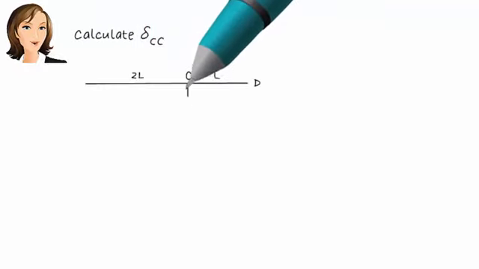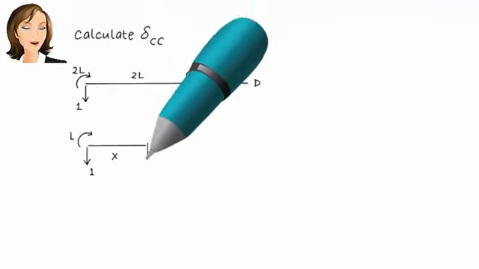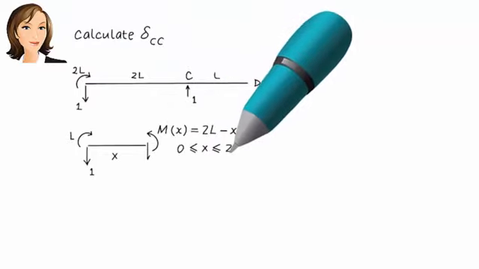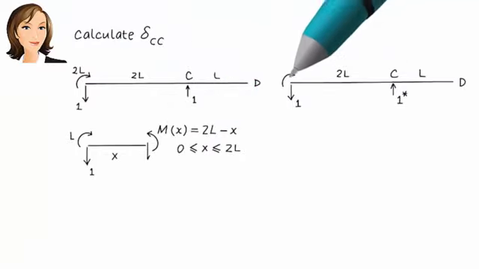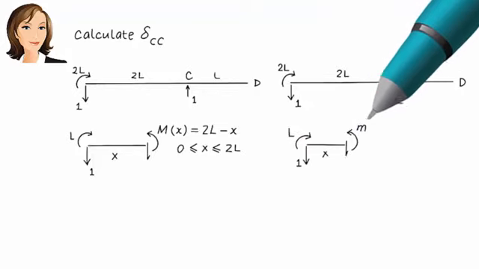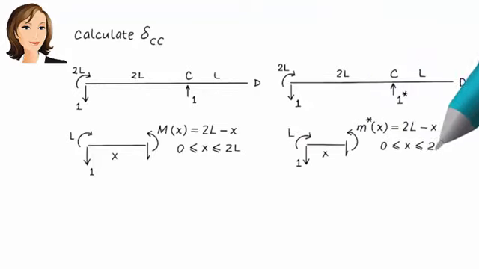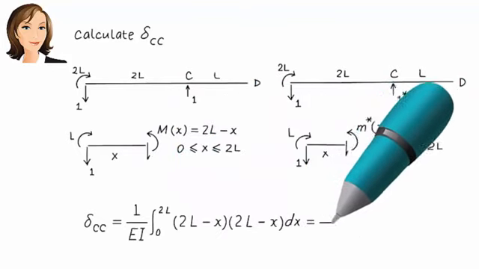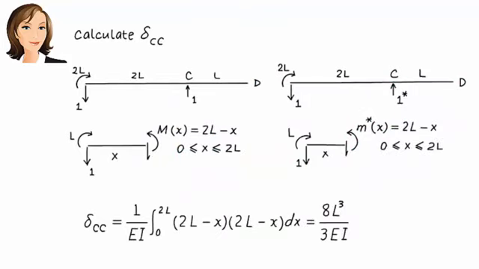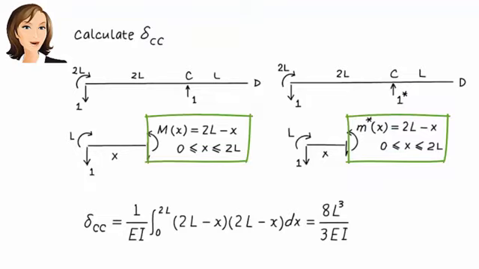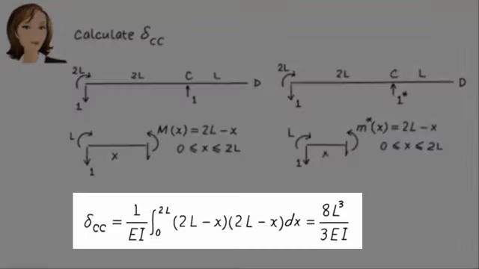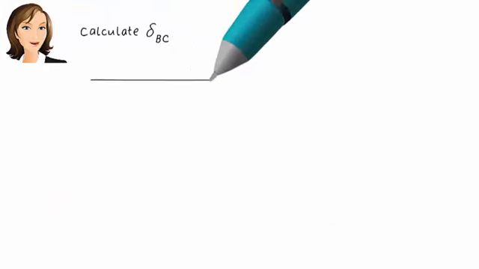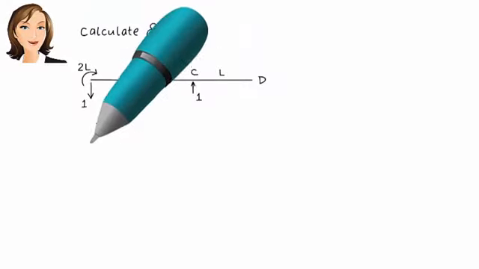Delta CC, vertical displacement at C due to a unit load placed at C, can be calculated in the same manner. Here is the moment equation, and here is the displacement. Next, we determine delta BC. This is vertical displacement at B due to a vertical unit load placed at C.